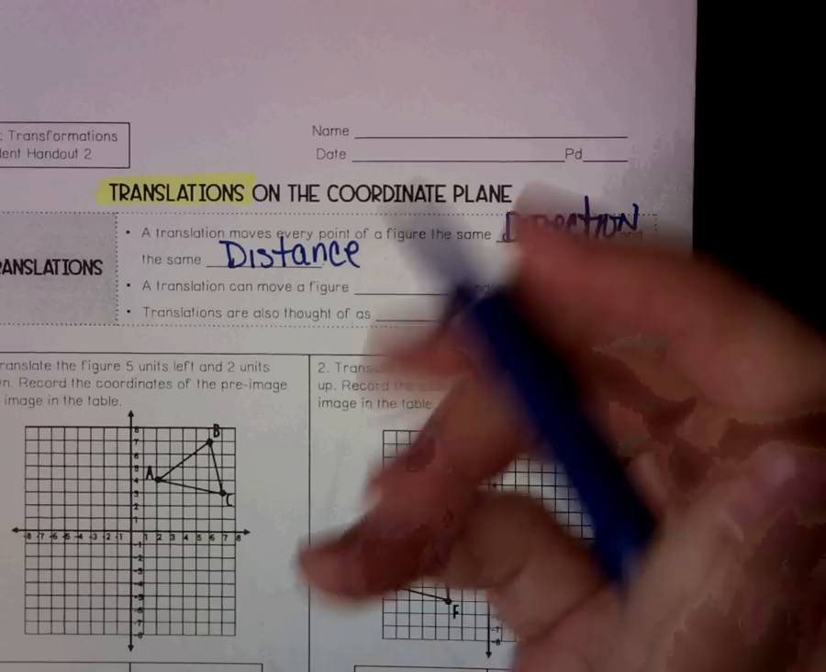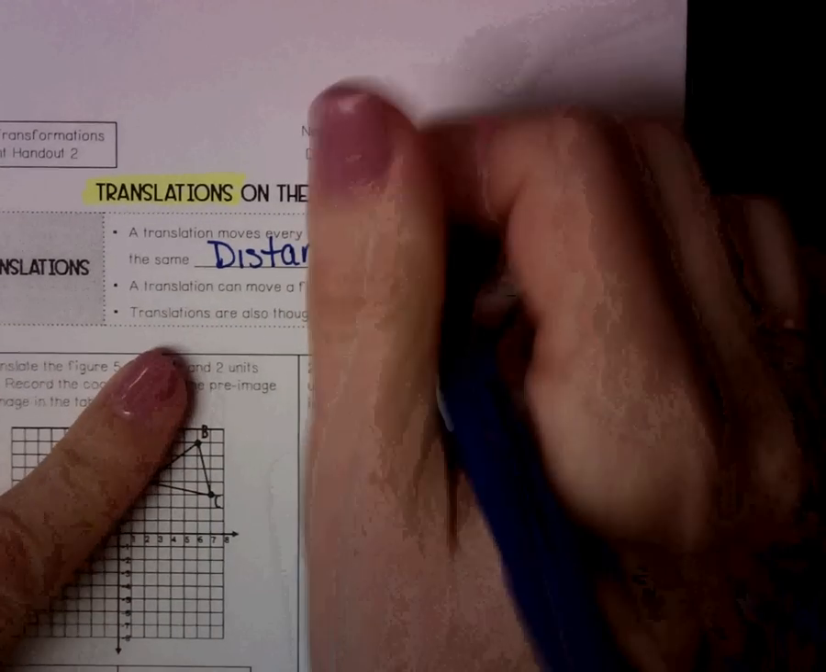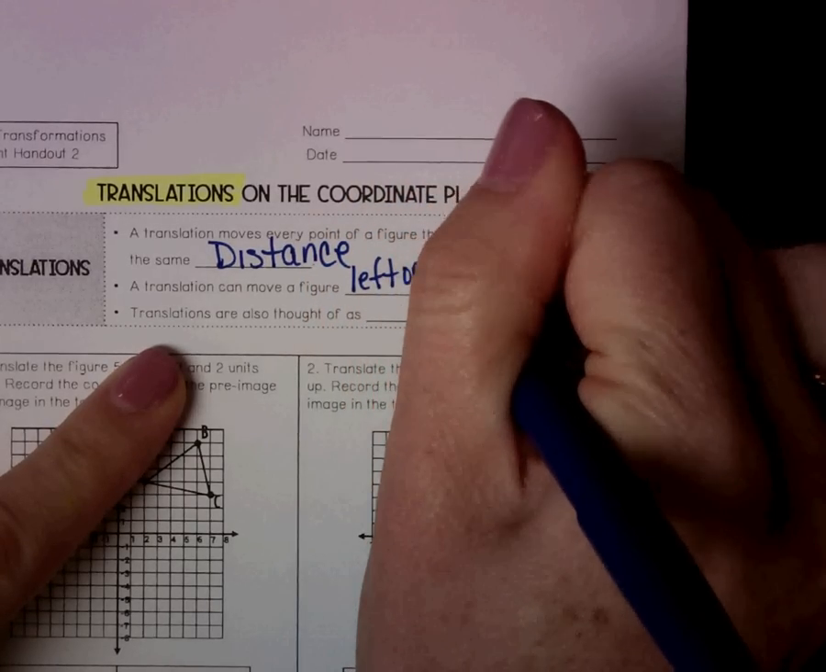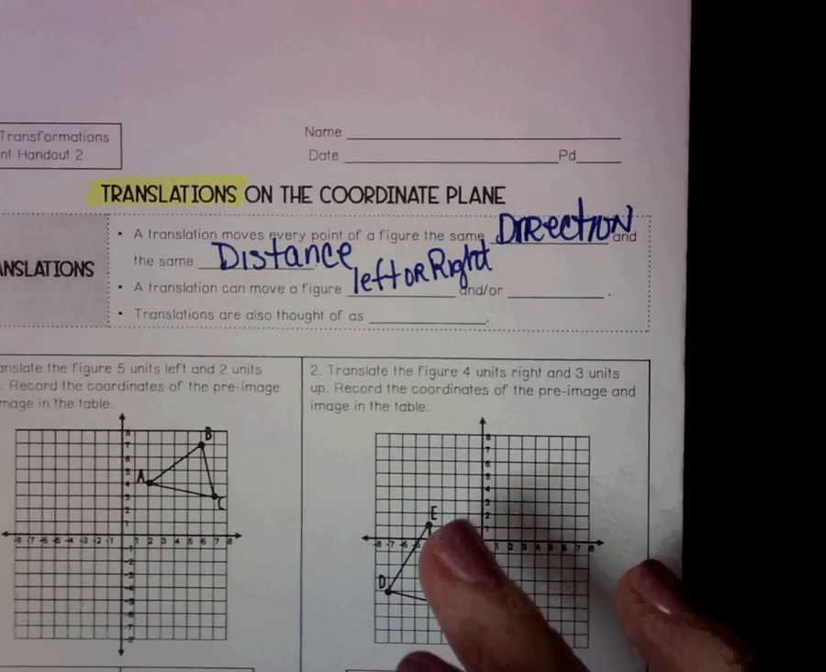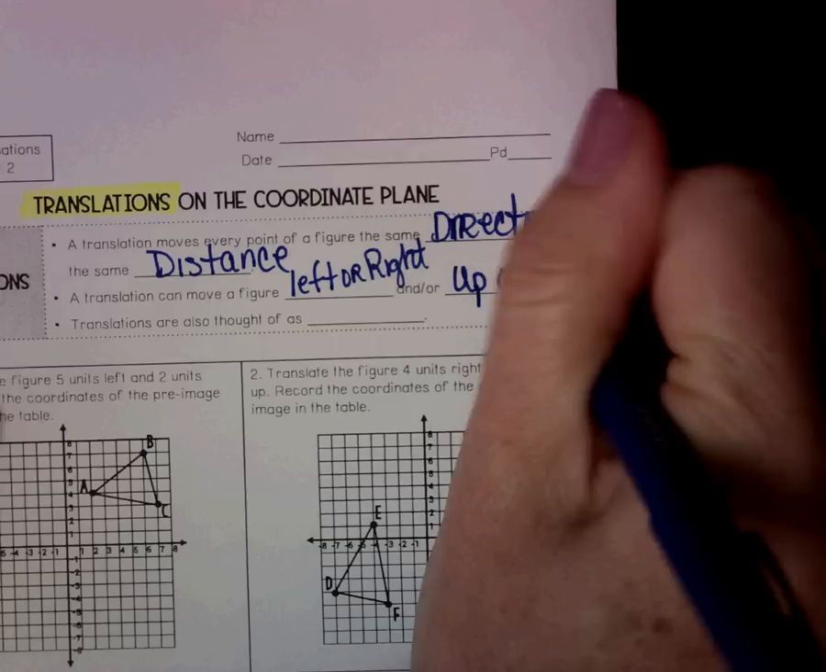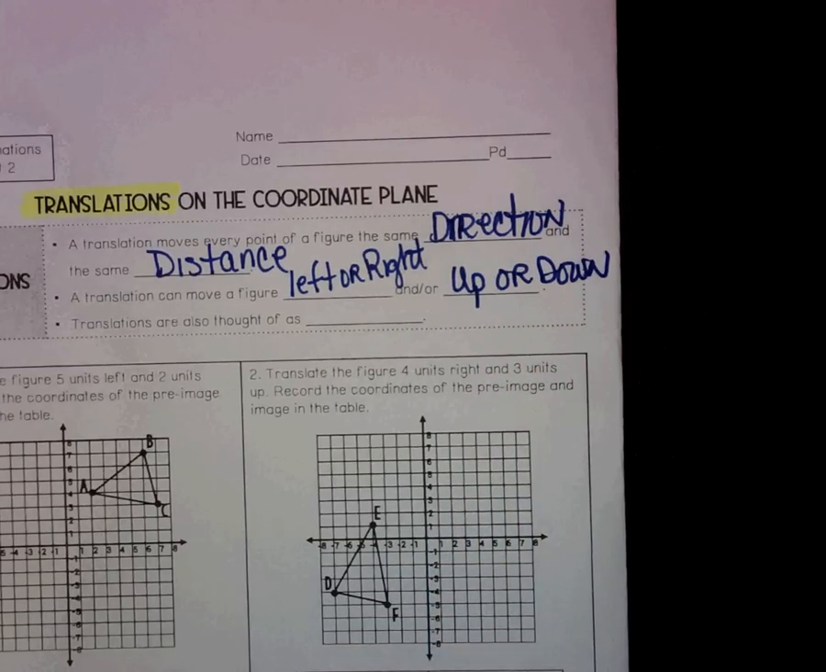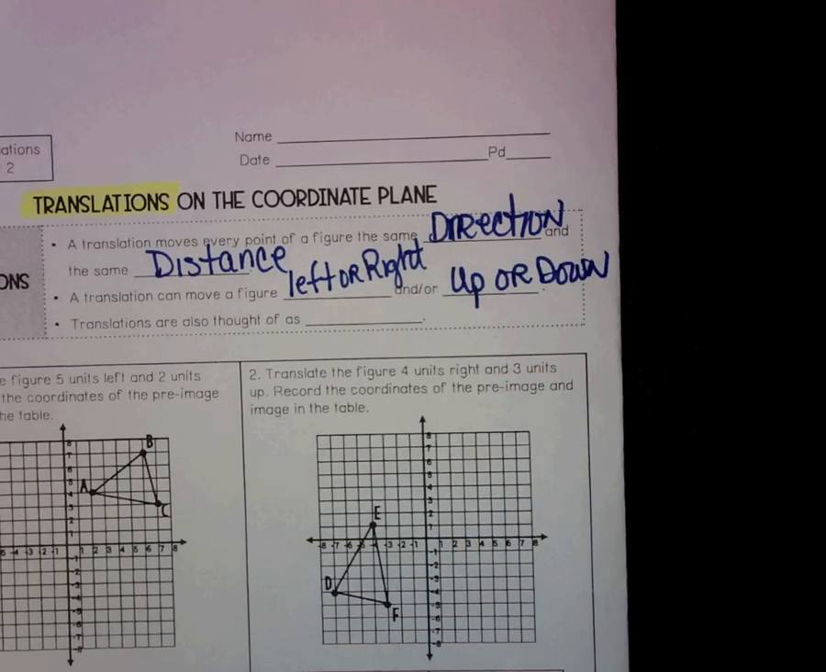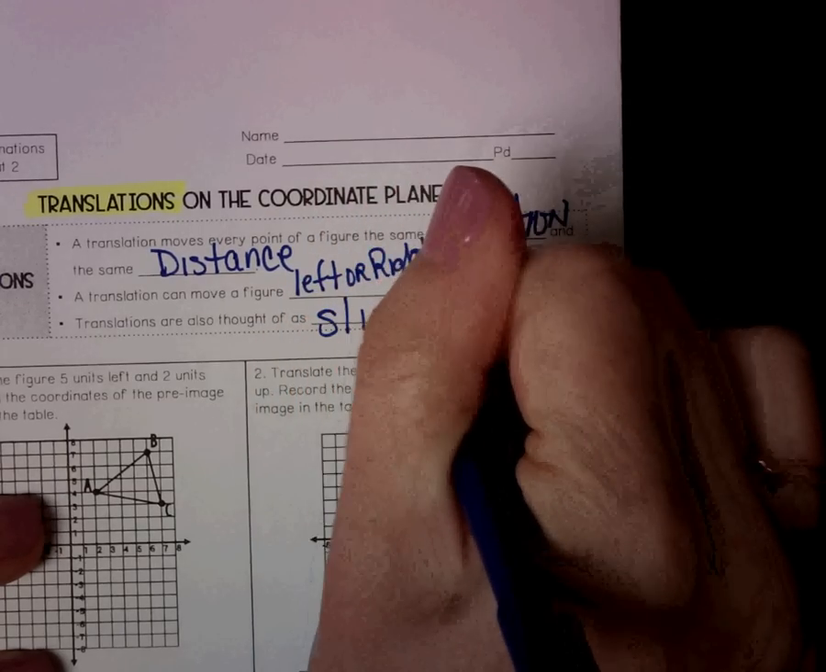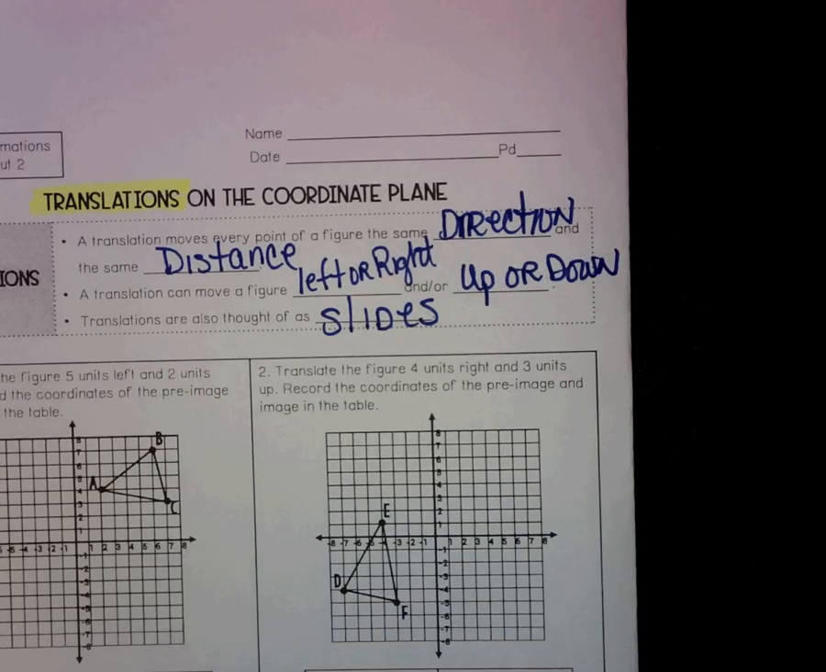Okay, a translation can move a figure left or right. If we are changing the x value, it will move left or right. And if we change the y value, then we would move our figure up or down. So sometimes we do two movements at the same time. We do left and we do up, or we do right and down, or right and up. So we can change both the x and the y at the same time. Another name for a translation is a slide. So we're just sliding our figure around.